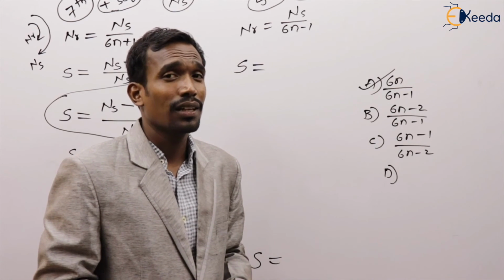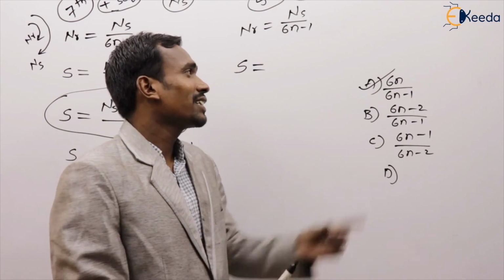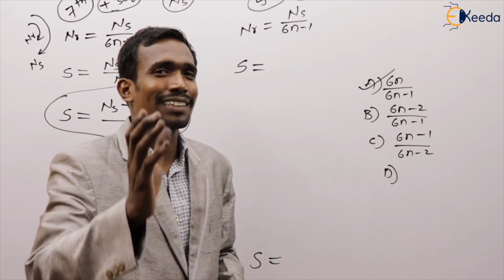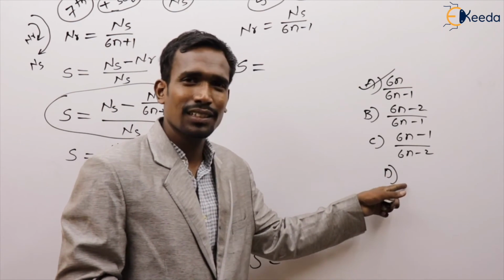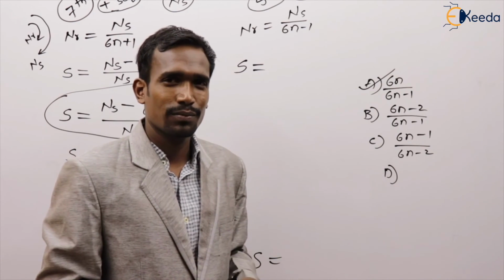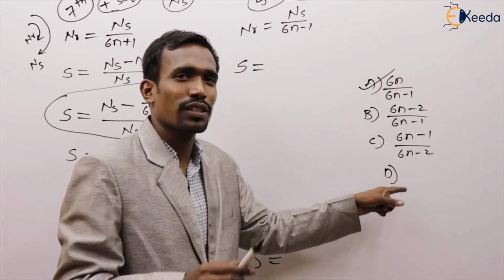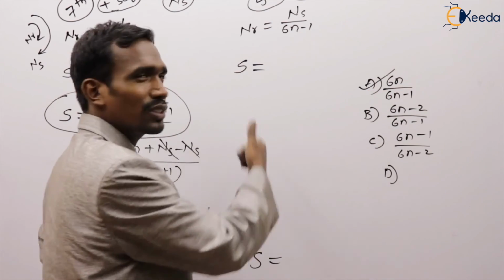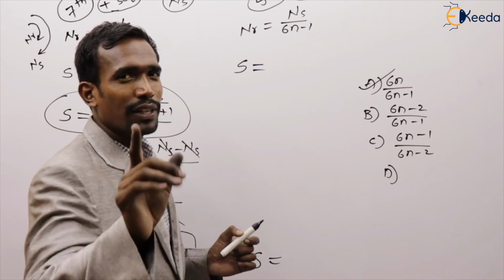Tell me, do and check it. Is your answer 6n by 6n minus 1? If your answer is like this, you are an analytical student. If you get any of the other answers, you are a common student. Check it once, whether you are an analytical or a common student. Check it fast. Hold the video and check it.